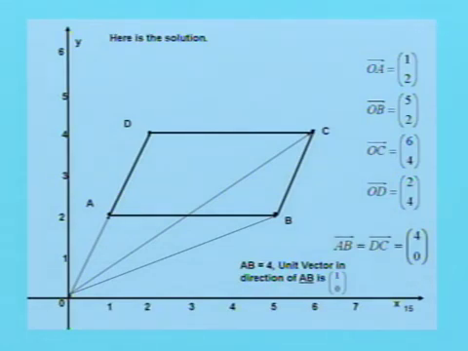The length of AB, from observation you can discover that, the length of AB or the modulus of AB is 4. So the unit vector in the direction of AB is (1, 0). That is, the vector AB divided by the modulus of vector AB, which is a quarter of (4, 0). A quarter of (4, 0) is the unit vector (1, 0).